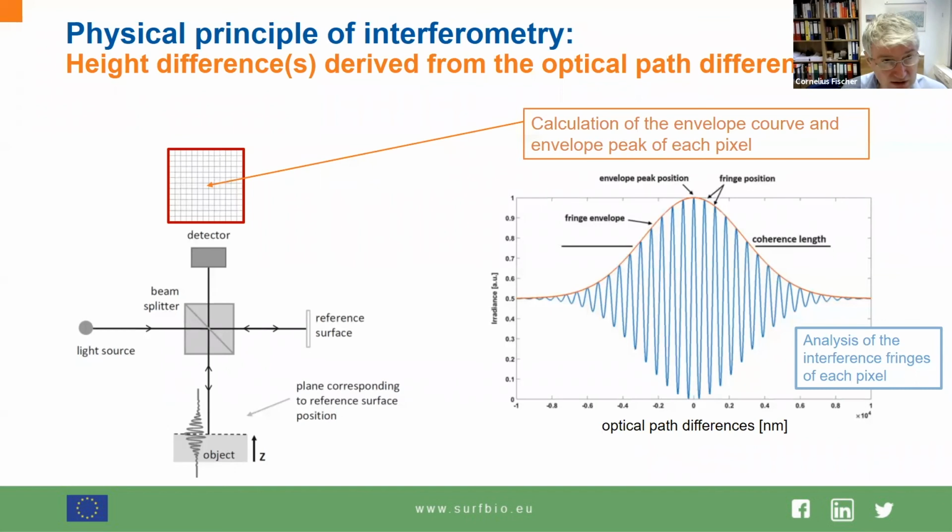What does the detector see for each pixel of this grid? That's shown on the right side. If you have an optical path difference between the two beams, from the reference and the sample mirror, you come up with an interference pattern of constructive and destructive interference. That's the blue curve. And the second thing that you could do is, by using white light, you can calculate the envelope of the interference pattern. That's the orange colored line. So that's what the detector sees for each pixel.